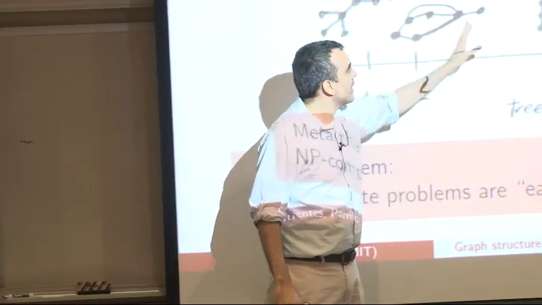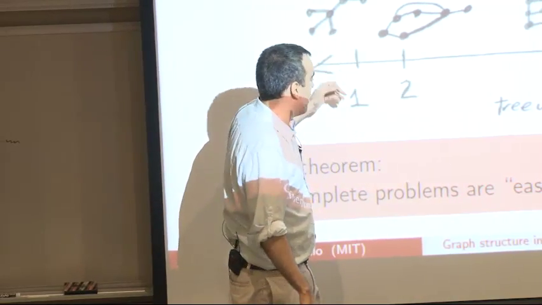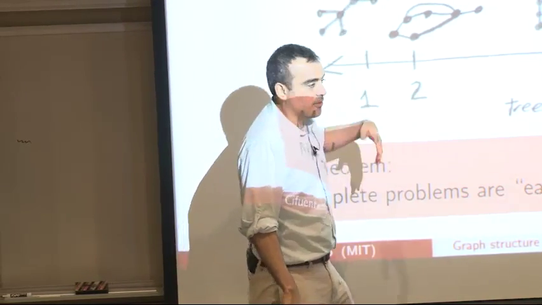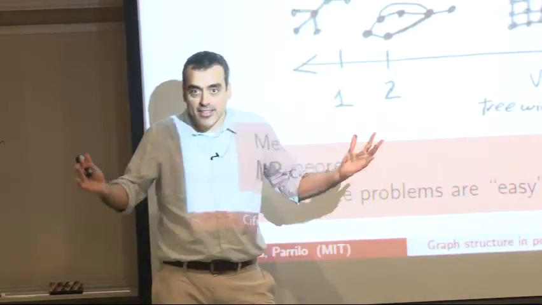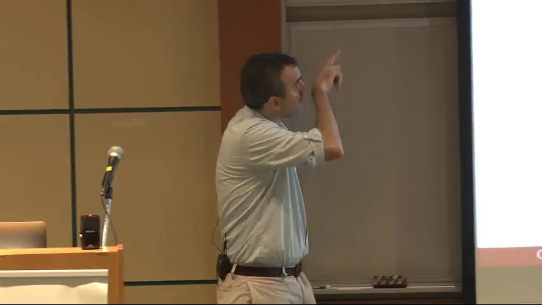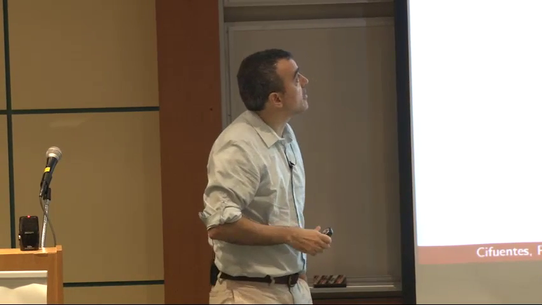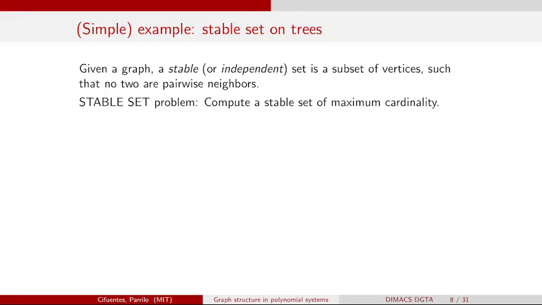Roughly speaking, it tells you that if you want to solve stable set or max cut on graphs of tree width 10, regardless of the number of nodes, you're actually going to get some kind of polynomial time algorithm. Let me just give an example to give a flavor of how this works. It's a very simple example, almost trivial, but still interesting: what happens when you want to solve the stable set problem on trees.